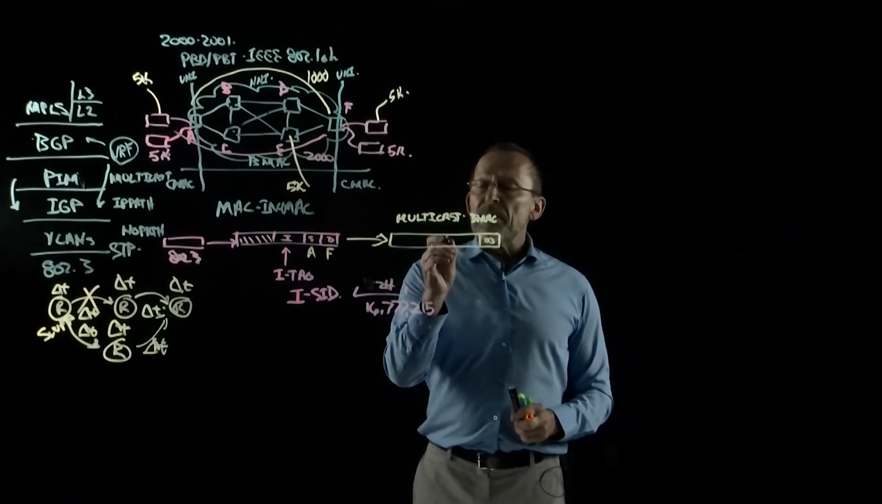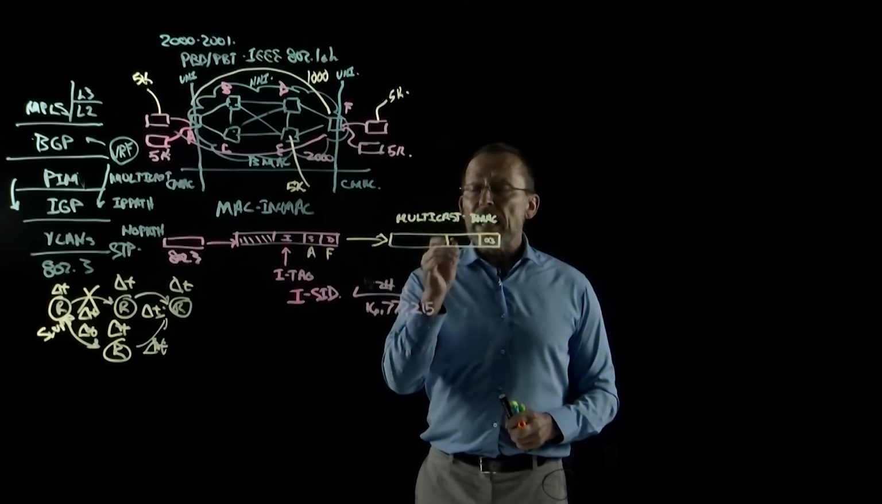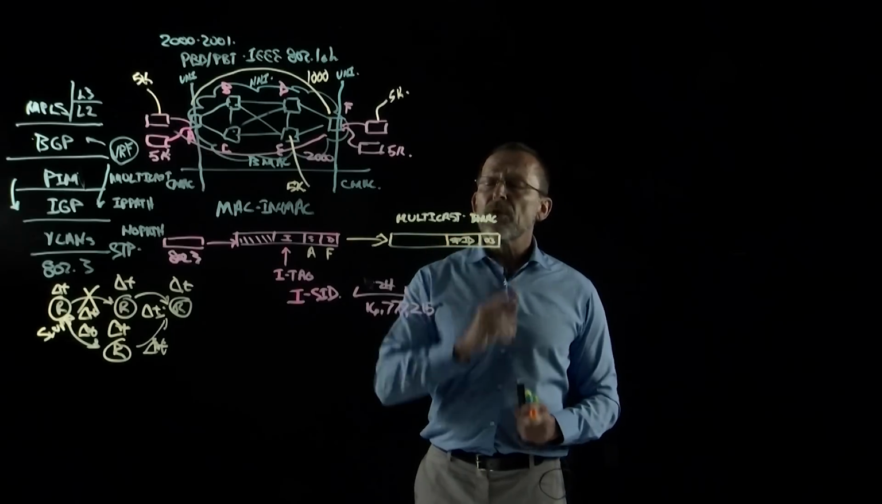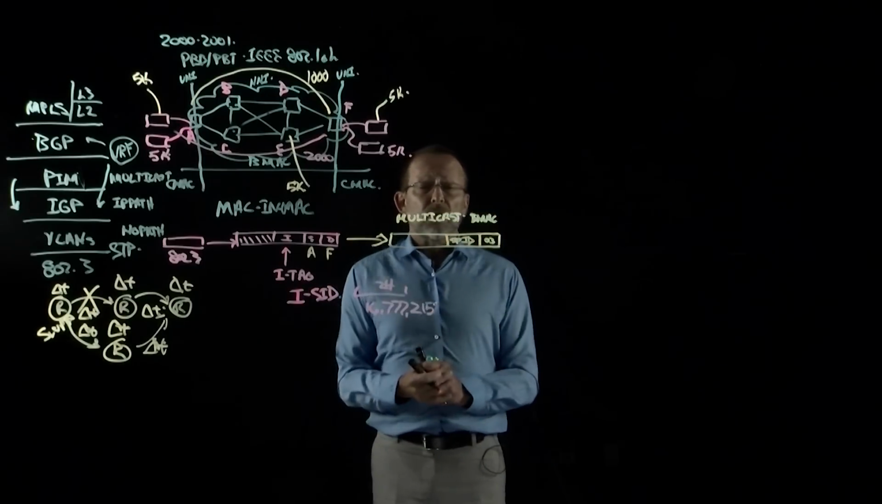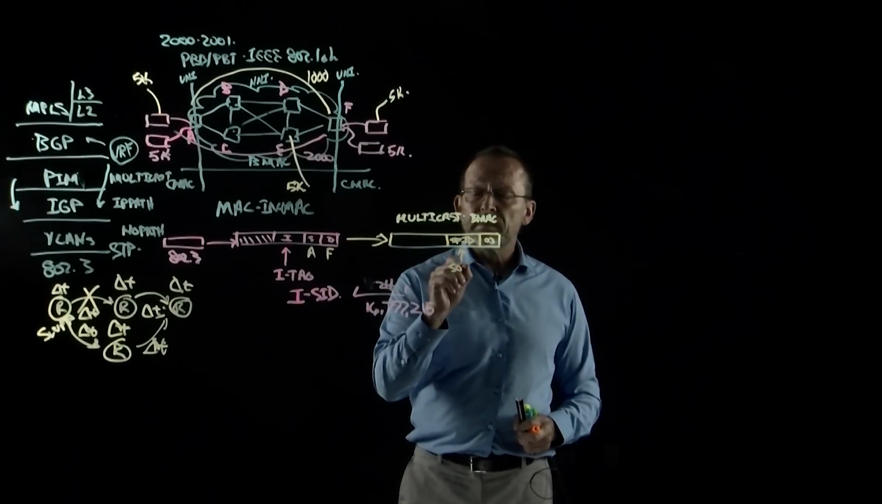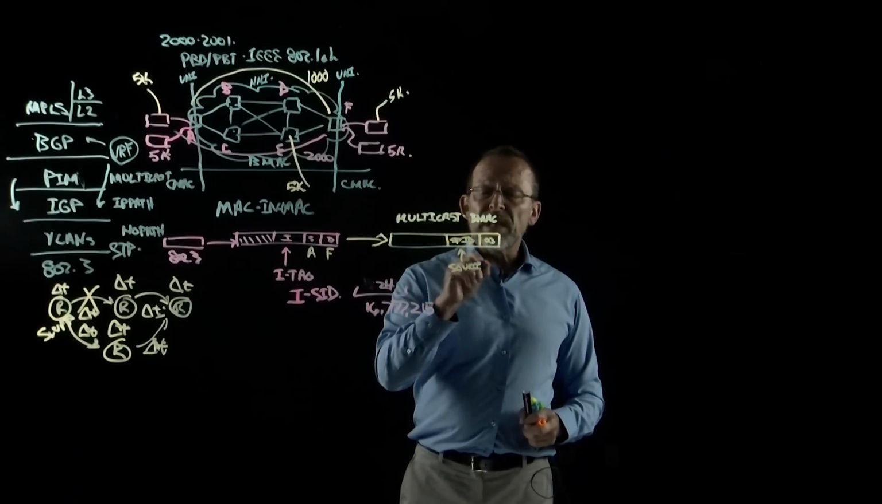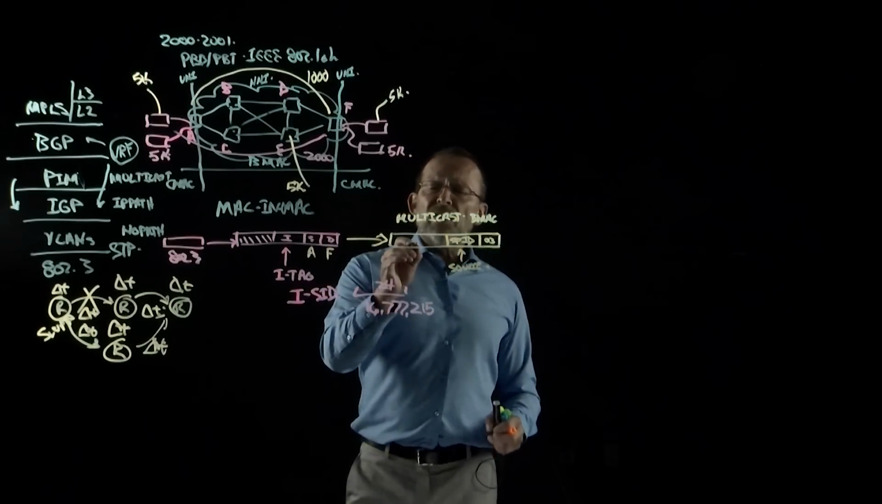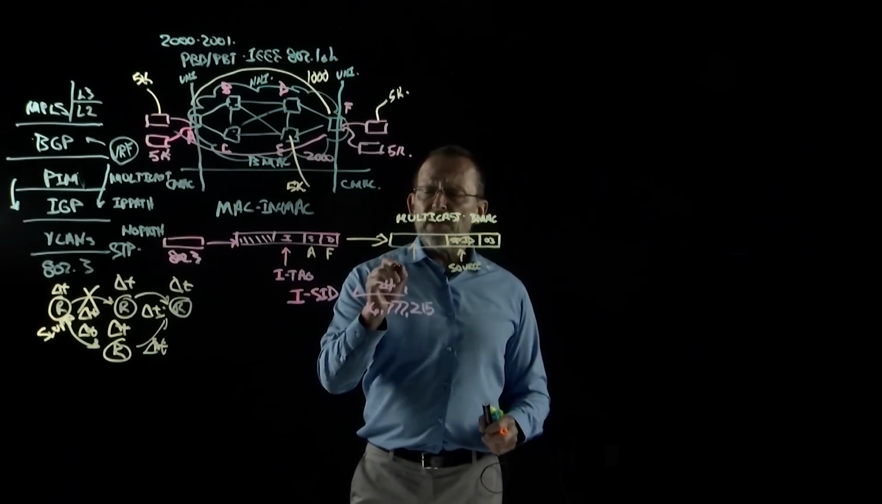The next thing we embed is something called the nickname, or the shortest path source ID. I'm just going to write SPSID, shortest path source ID. This provides the source of the actual multicast or broadcast traffic. The last field provides the actual I-SID.